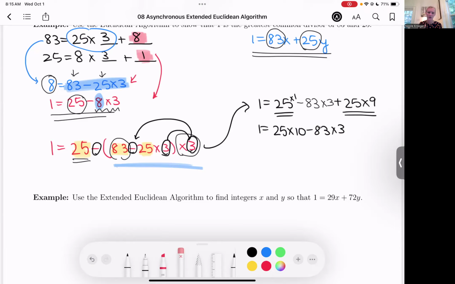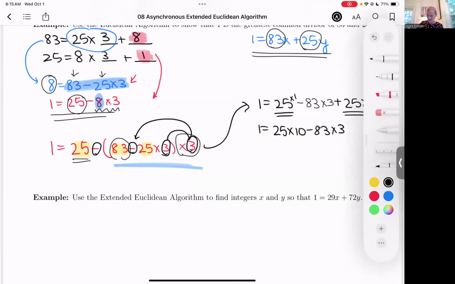So this type of equation appears in a lot of number theory situations, but we'll talk more in class about why this is useful. For now, we're just going to get these values. Okay, so let's do the same thing in this next example.